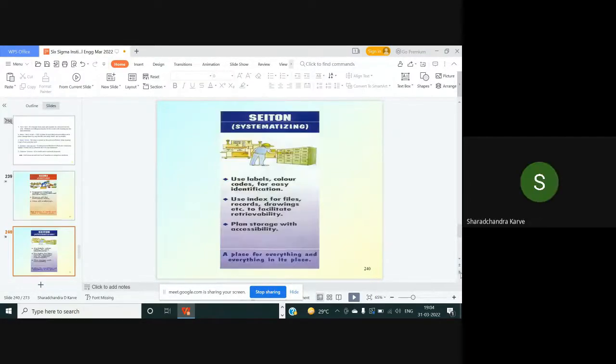The next step is systemization, or set in order. The step is often called PEEP: place for everything and everything at its place. Identify a place for everything and keep everything at its place. Use labels and color codes for identification, filing, and drawings to facilitate retrieval, or plan storage with easy accessibility. That is called set in order or standardizing.